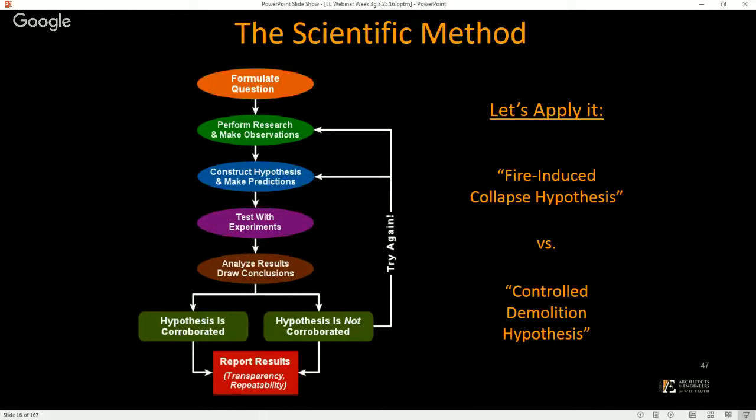Let's lay out all the possible hypotheses and then test them by making predictions and working with experiments to find out what makes the most sense. We analyze results, we draw conclusions. If the hypothesis is corroborated, we report the results in an open, transparent manner. And we'll find out how NIST did relative to that.